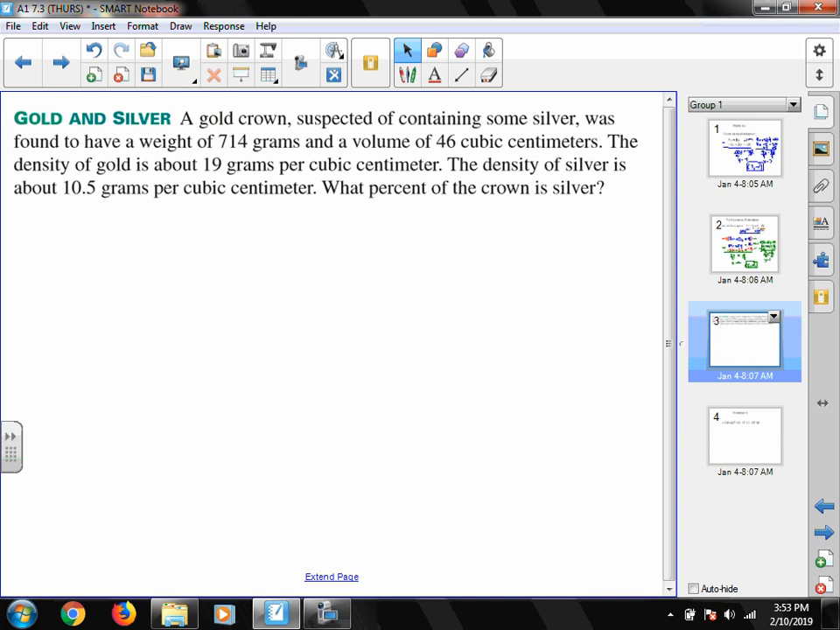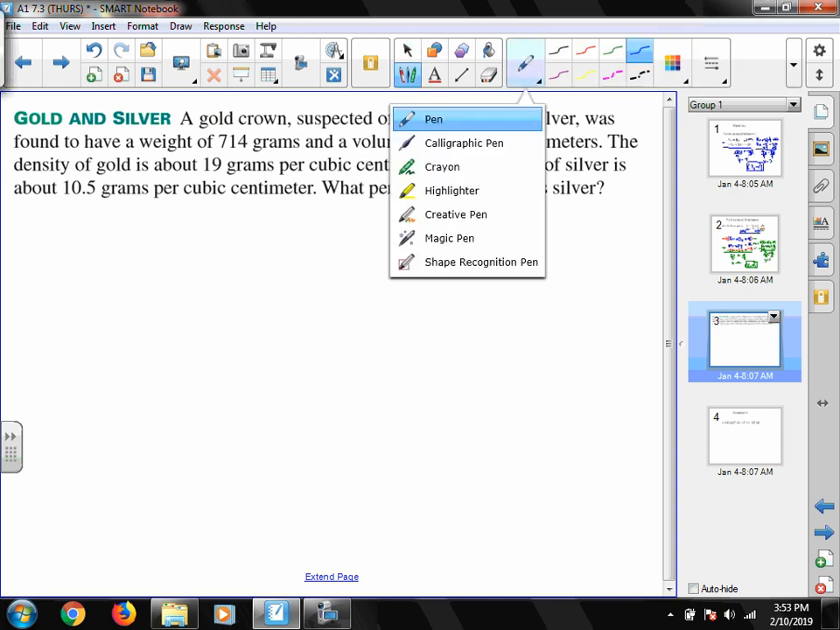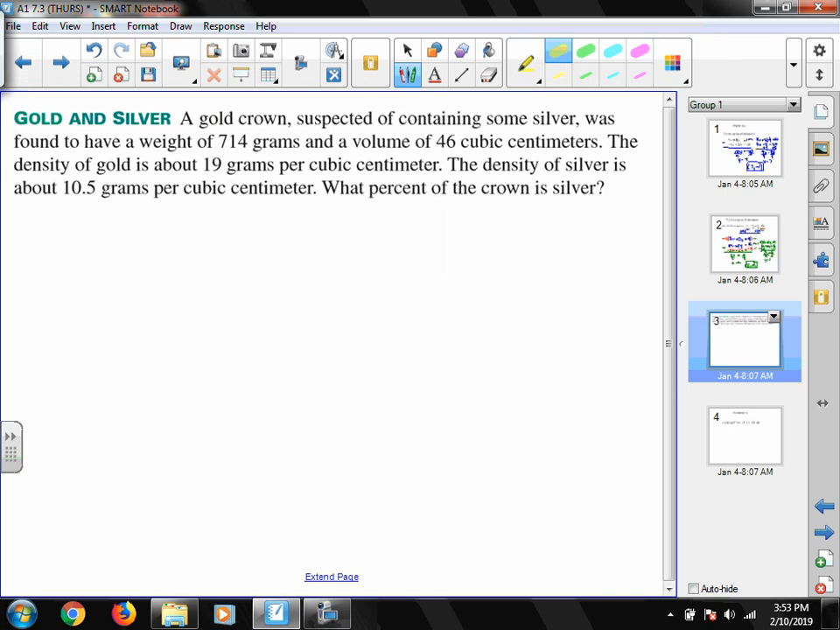This is actually a real problem. Just some history behind this. It was either Archimedes or Galileo was tasked with this, I believe. Don't quote me on that. But this is a real problem that is really how we learned a lot about density. So, as always, we like to highlight our important information. Actually, the more I think about it, I do believe it was Isaac Newton that was tasked with this.